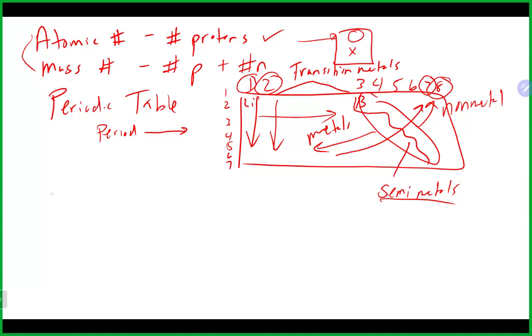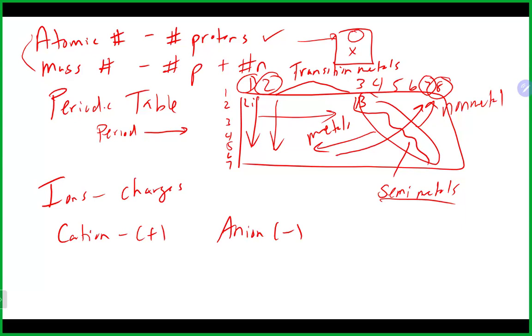The other thing that we touched upon along with atoms, atomic mass, mass number and atomic number was ions. Ions are things that have charges, and there are typically 2 types of ions. We have cations, which are positively charged, and we have anions, which are negatively charged. For the most part, metals are typically the ones that will make cations, and anions are typically your nonmetals.